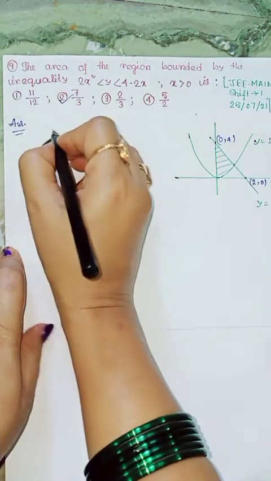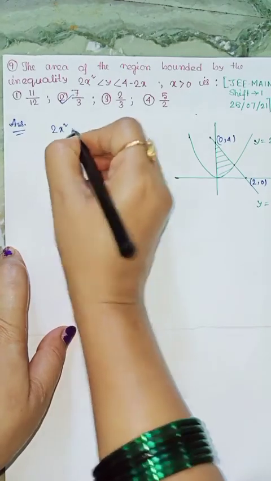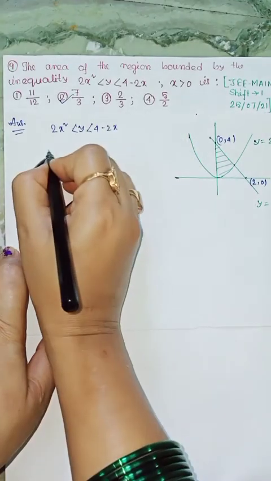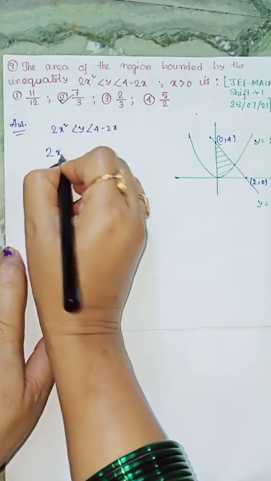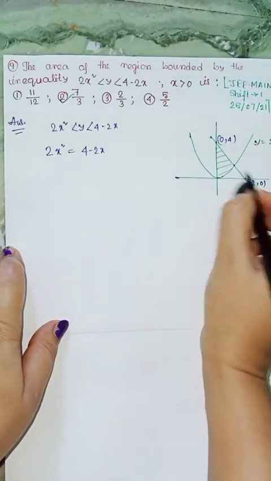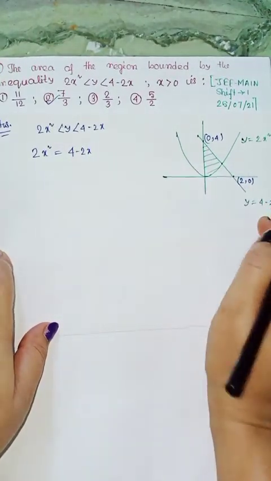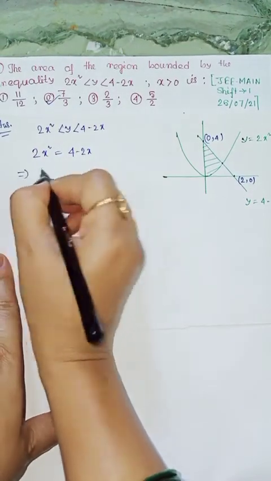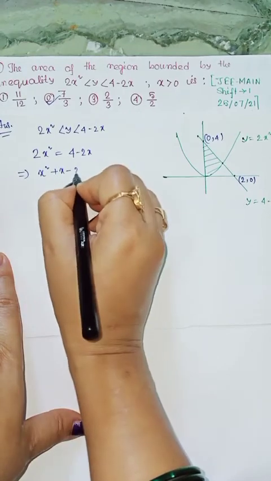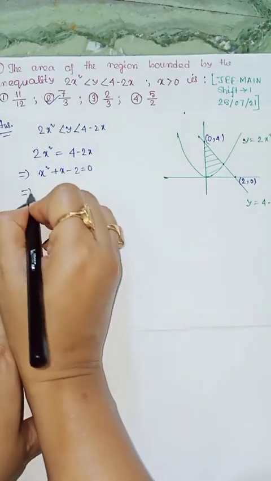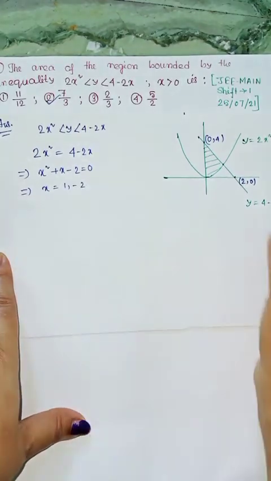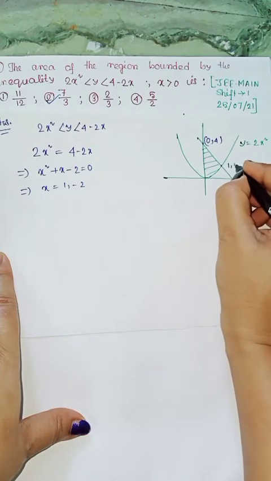So the inequality given here is 2x square less than y less than 4 minus 2x. Now let's say 2x square is equal to 4 minus 2x, where the line intersects. So that gives x square plus x minus 2 is equal to 0, which implies x is equal to 1 comma minus 2. So now this point is 1 comma 2.